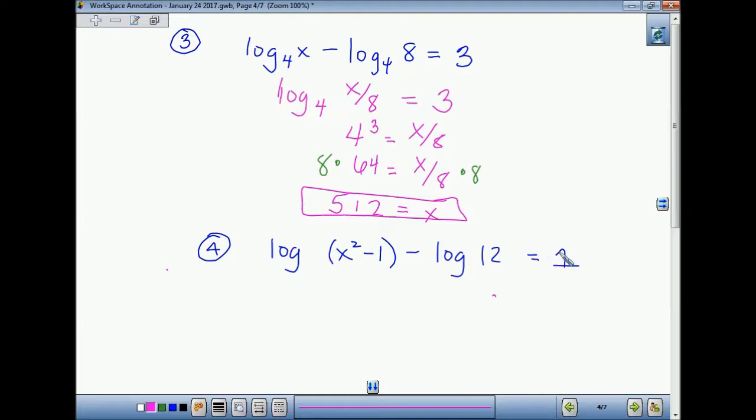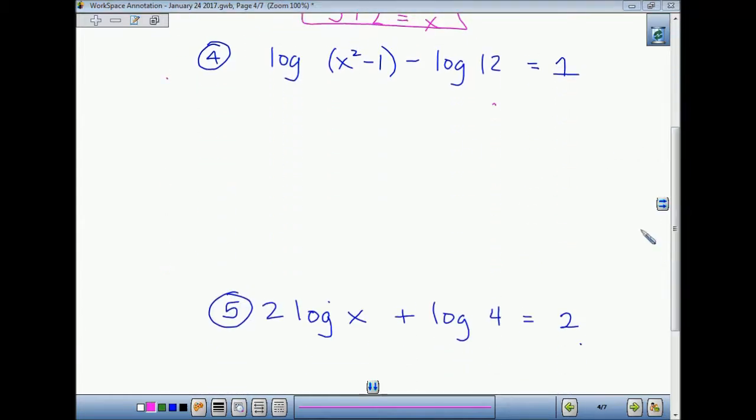Okay, so condense, switch forms, solve. Every time. Now, they are going to get a little more interesting looking, like this one. When I condense, what do I get? You get log of x squared minus 1 divided by 12 equals 1. And the reason we know is because subtraction changes to division.